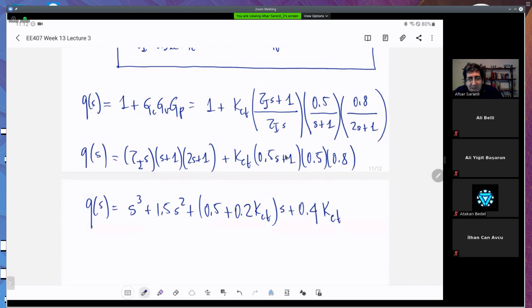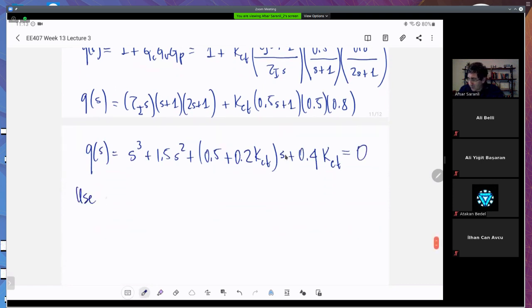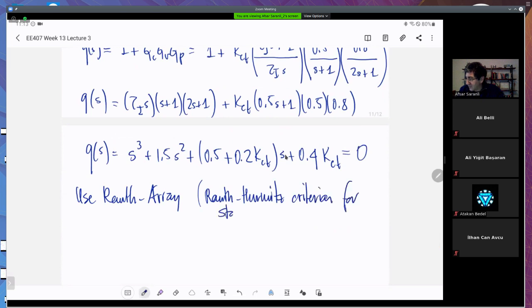Now, instead of root locus, I will use Routh-Hurwitz. When I use Routh-Hurwitz, I don't need to find a new gain with a constant factor, because I can write my Routh array in terms of KC directly, and I can find the range of KC that's available to me. Q(s) is equated to 0. Use the Routh array, that means the Routh-Hurwitz criterion for the stability range.